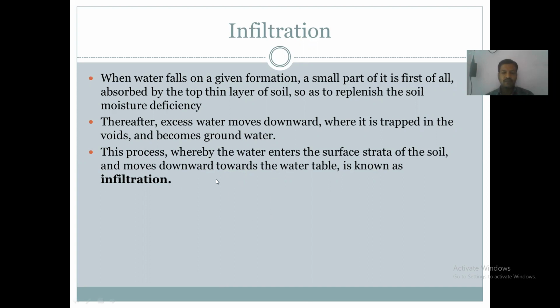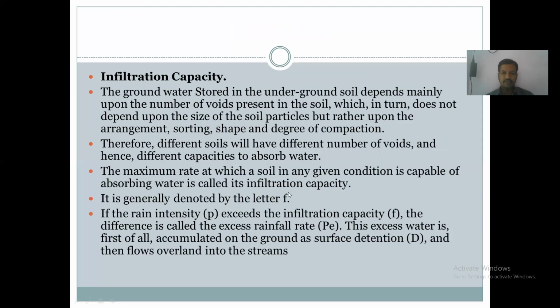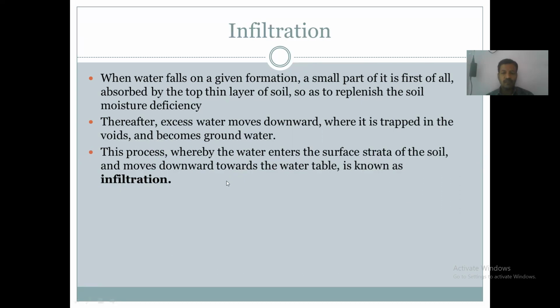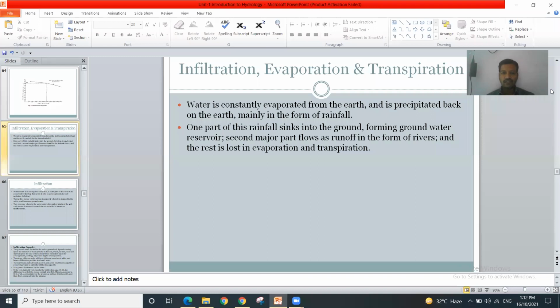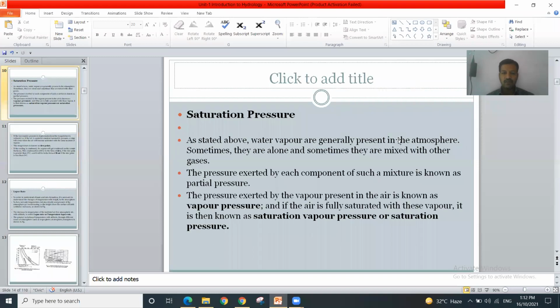So this process by which water enters the surface strata of the soil and moves downward towards the water table is known as infiltration. This process of percolation of water in the ground is known as infiltration. Now see here in the hydrological cycle how infiltration occurs.